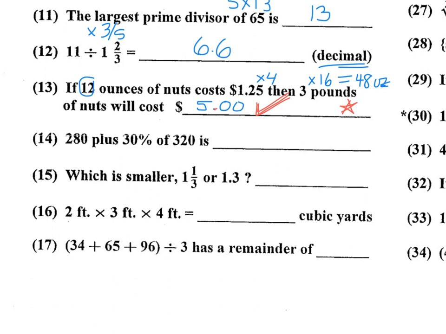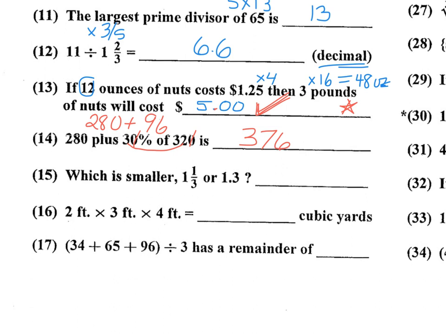Number 14, 280 plus 30% of 320. The percent will cancel these two zeros, and I wind up multiplying 3 times 32, which is 96. So all I have to do is take 280 plus 96. Now, 96 is 100 minus 4, so I'm going to add 280 plus 100 is 380, minus the 4 is 376.